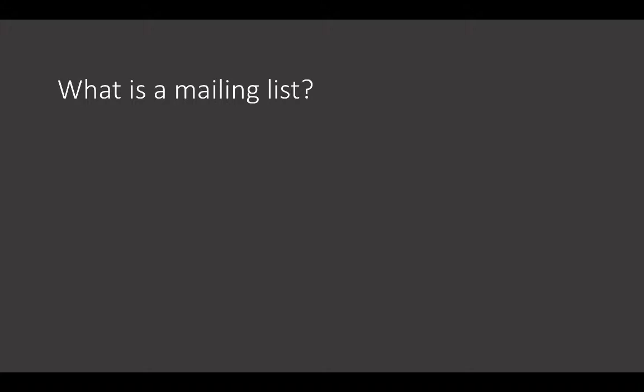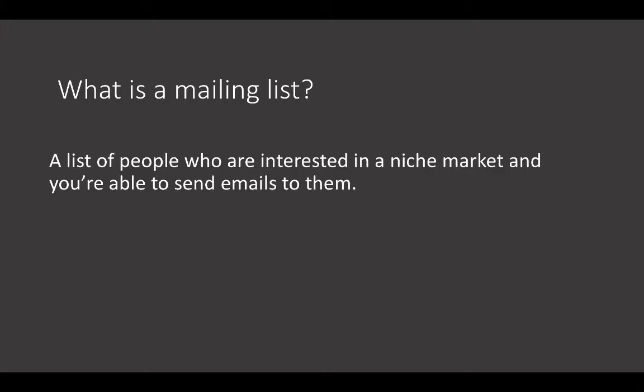But in the internet marketing world, a mailing list is probably the most valuable asset that an internet marketer can have. Basically, a mailing list is a list of people who are interested in a niche market and you are able to send emails to them. Now, this is the most straightforward explanation that I can ever present to you, right? But let's break it down further. What does this actually mean?